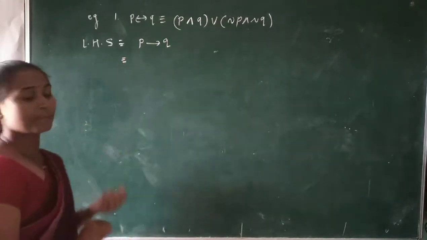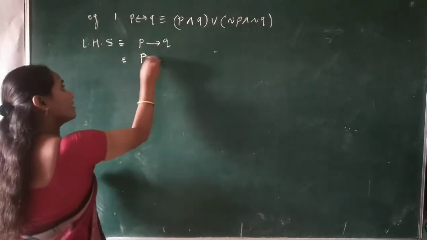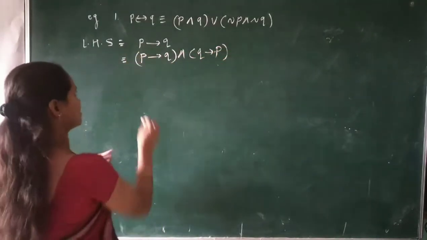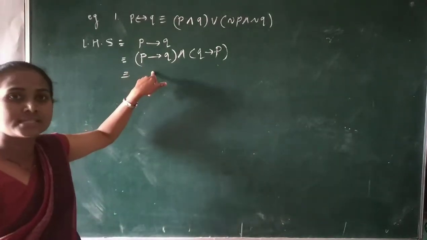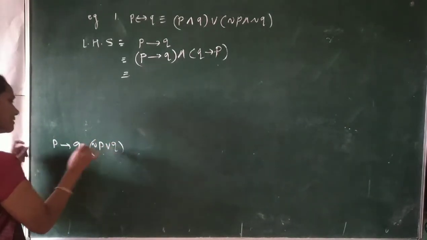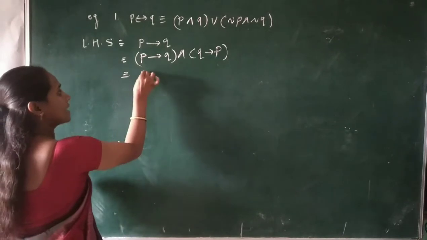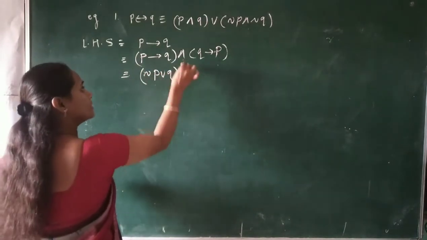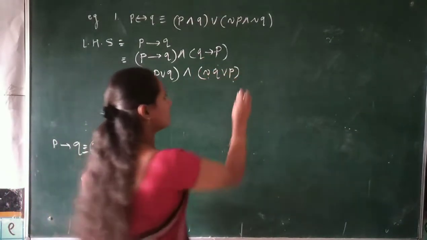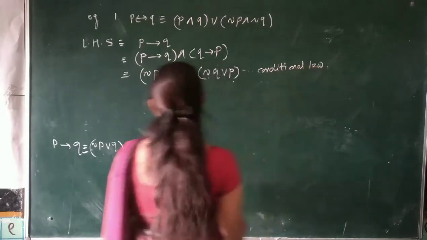And we know that in double implication, P double implies Q can be written as P implies Q and Q implies P. By implication we write here P implies Q and Q implies P. Now P implies Q is equivalent to negation P or Q. So instead of P implies Q, we can write negation P or Q, and again as it is, and Q implies P can be written as negation Q or P, by using conditional law. Now we distribute this term.